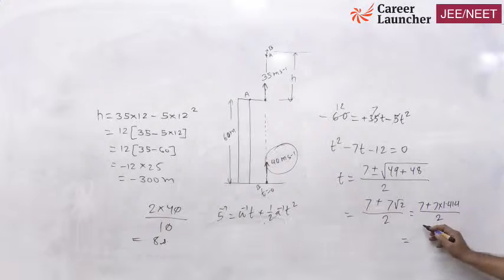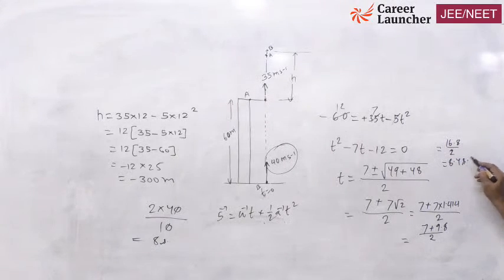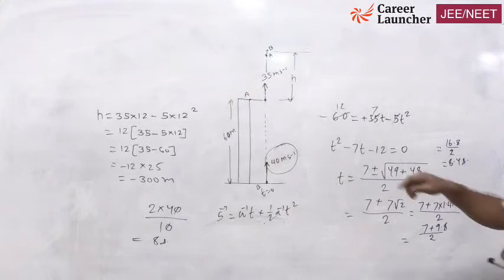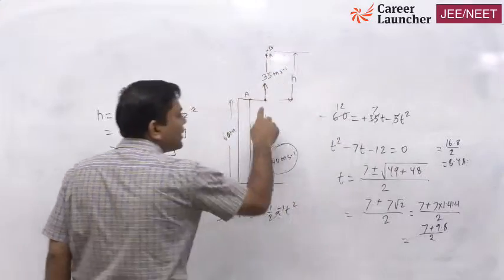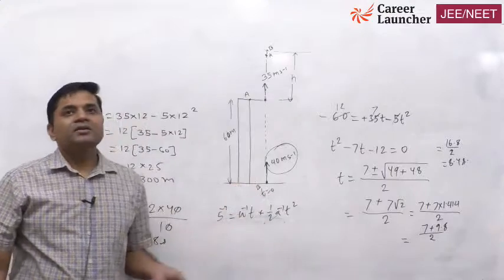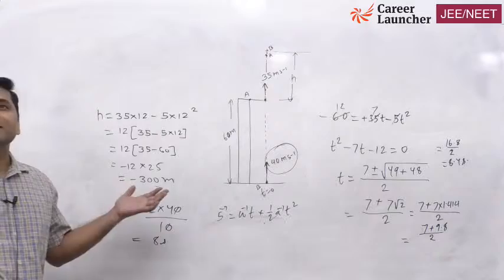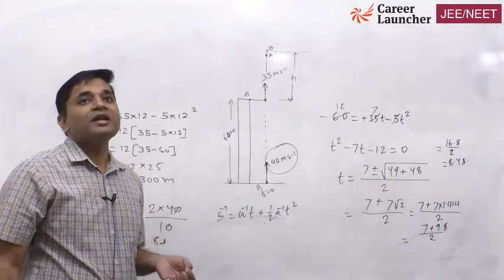This is approximately 9.8. Approximately everything, you can use it later. 8.4 seconds it's coming out to be. So it will take 8 seconds to reach the ground in one case, and in this case it will take 8.4 seconds. So there is no use of 12 seconds in this case, because you can see that the time taken is more than their total time of flight.